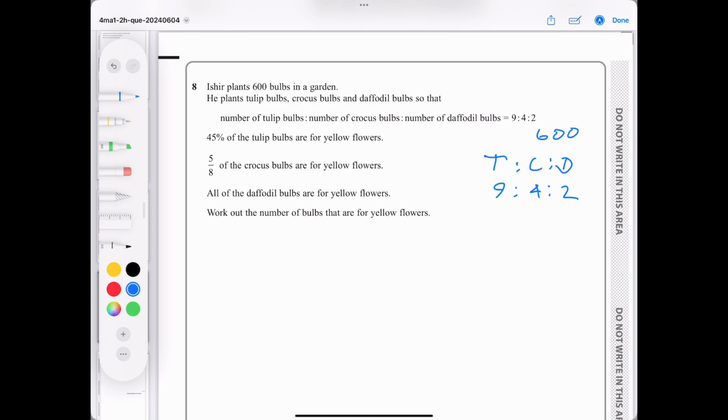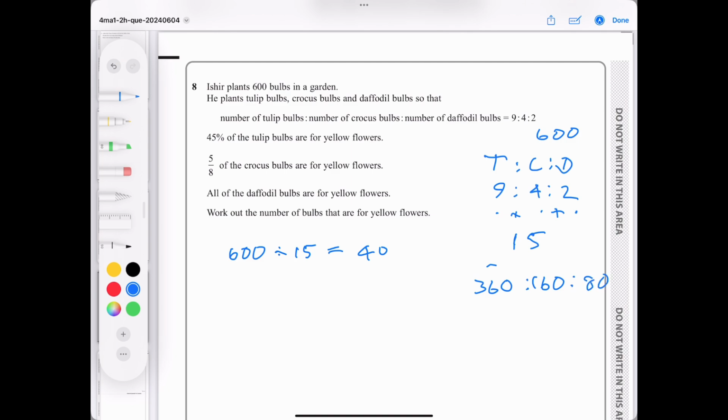Okay, 600 bulbs. We're going to work out how many are tulips, how many are crocuses and how many are daffodils. So we'll add up those. 9 plus 4 plus 2 is 15. We'll divide 600 by 15 to work out what one part is, and that'll be 40. So that means overall we've got 360 tulips, 160 crocuses, and 80 daffodils.